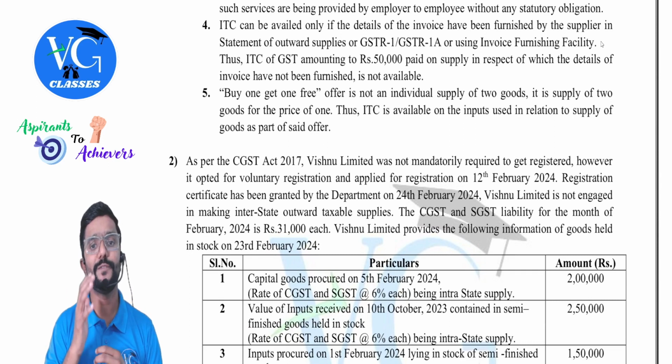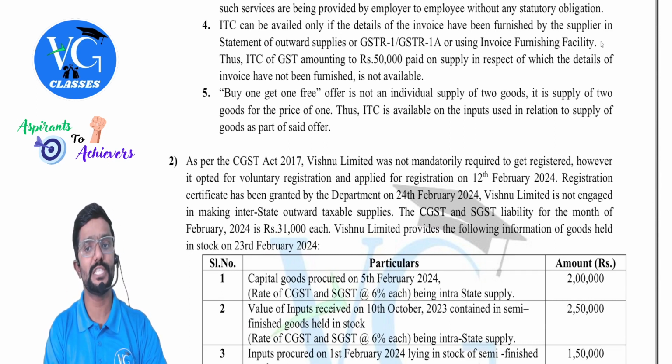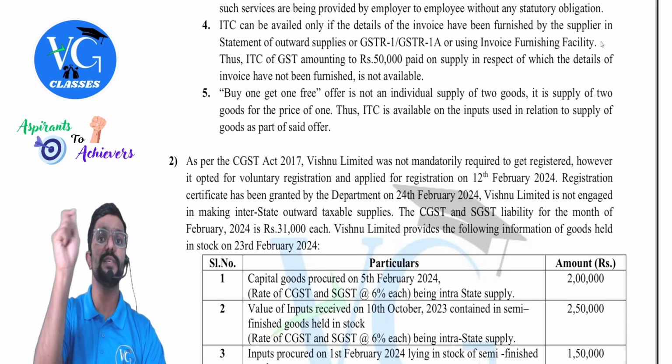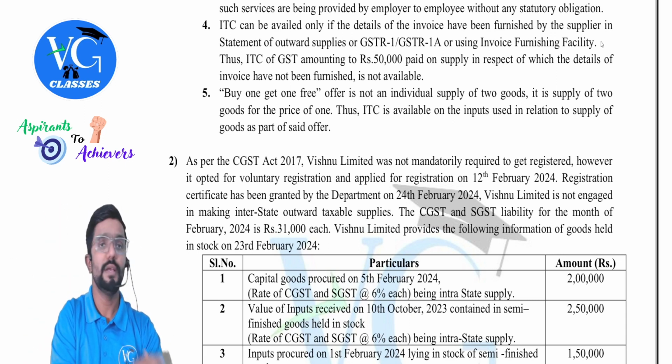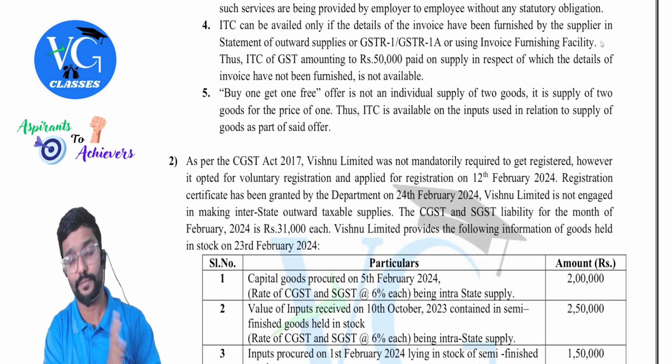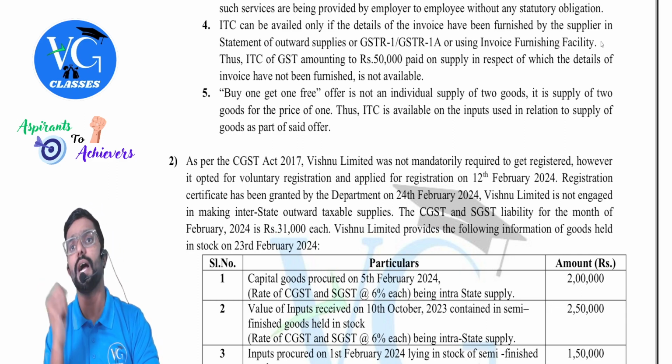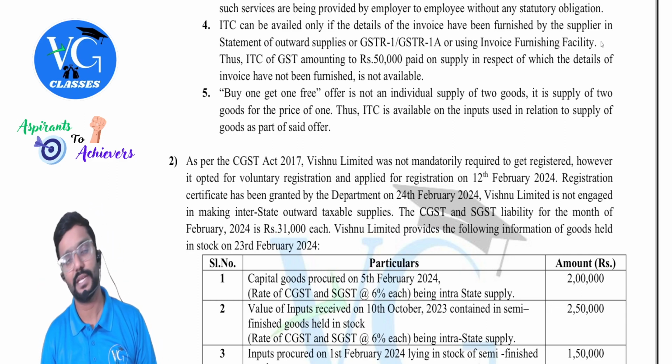ITC can be availed only if the details of the invoice have been furnished by the supplier in the statement of outward supply or GSTR1 or 1A. That is, 1A can be used to amend the mistakes made in GSTR1. GSTR1A is not a separate return. Please be careful. Or using invoice furnishing facility. Thus, ITC of GST amounting to 50,000 paid on supply in respect of which the details of invoice have not been furnished is not available for the recipient, guys.